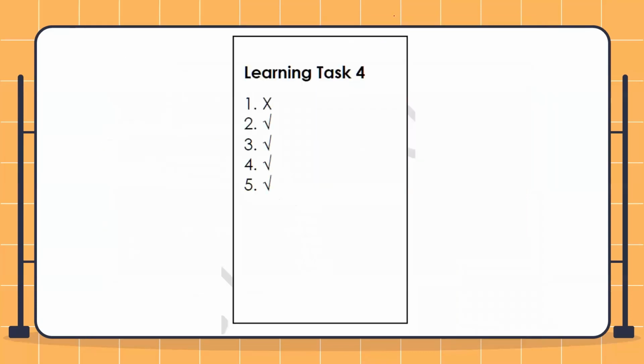Okay, here are the answers to the items. We have number 1, X, number 2, check, 3 check, 4 check, 5 check. That should give you 5 over 5.